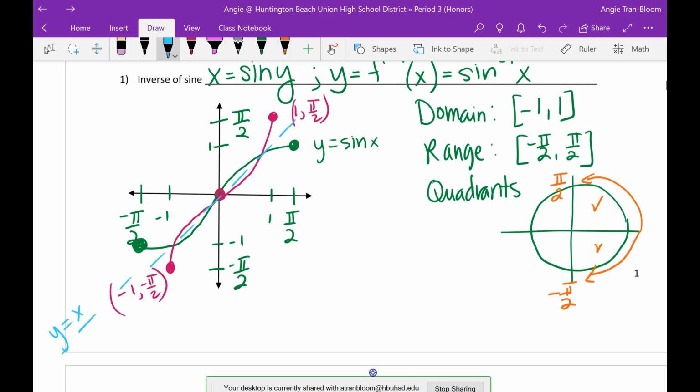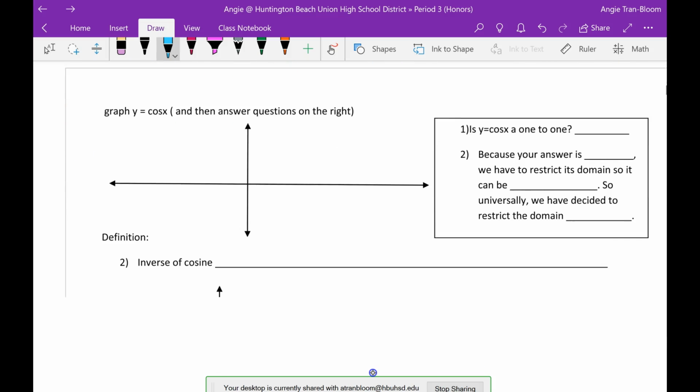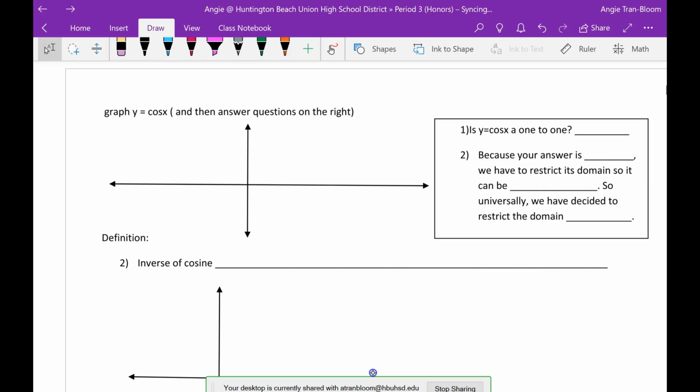All right, you guys go ahead and start on cosine. Graph out y equals cosine of x and answer the box. I'll give you 2 minutes to graph and answer the box, and we'll define the inverse of cosine together. 2 minutes.